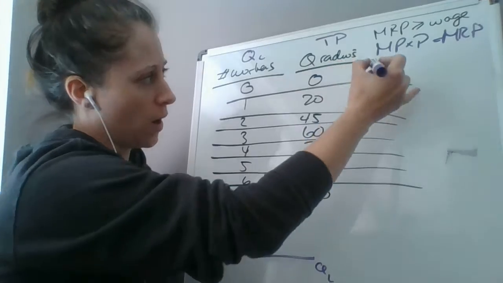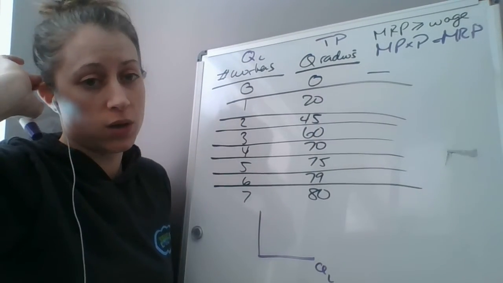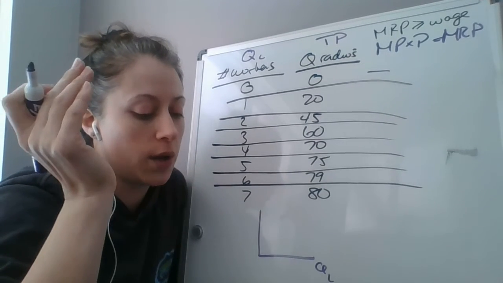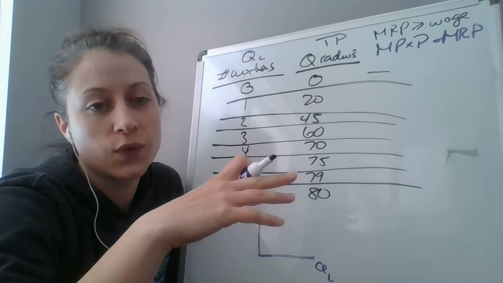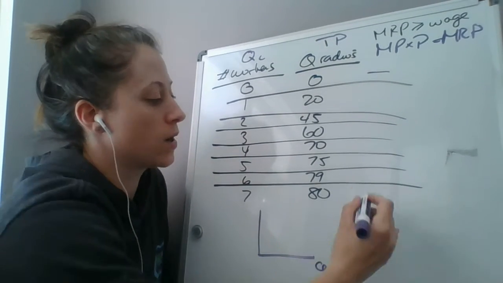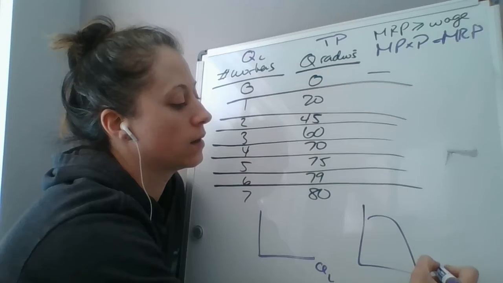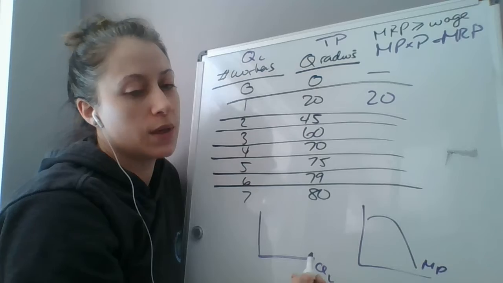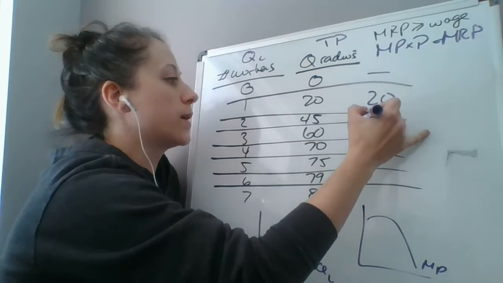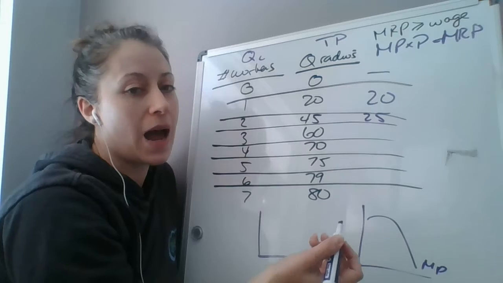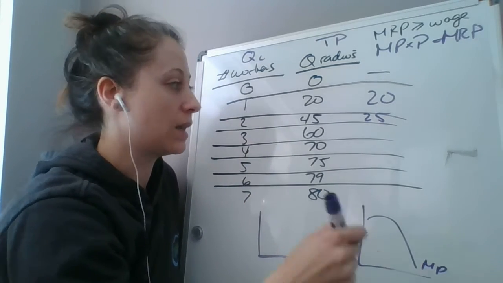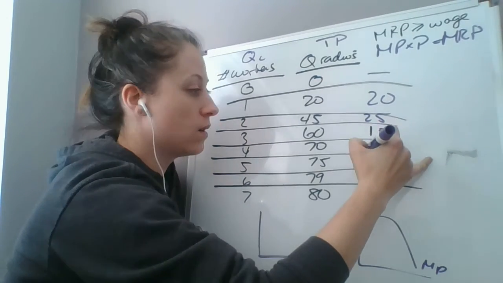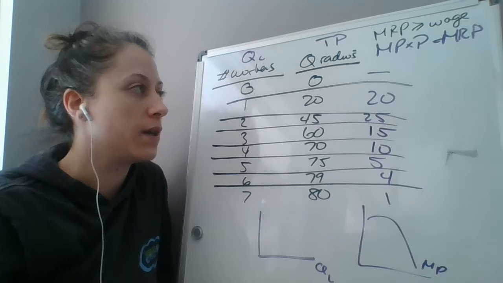When you're calculating marginal product, you're just taking the difference as you go from one worker to the next. Remember that marginal product may increase at first, but then it will decrease over time, right? Your marginal product curve kind of looks like that. So we go from 0 to 20, and it's obviously an increase up to 20. Then as you go from 20 to 45, it's still increasing, but now diminishing marginal returns sets in as we hit 15, and then 10, 5, 4, and 1 unit.